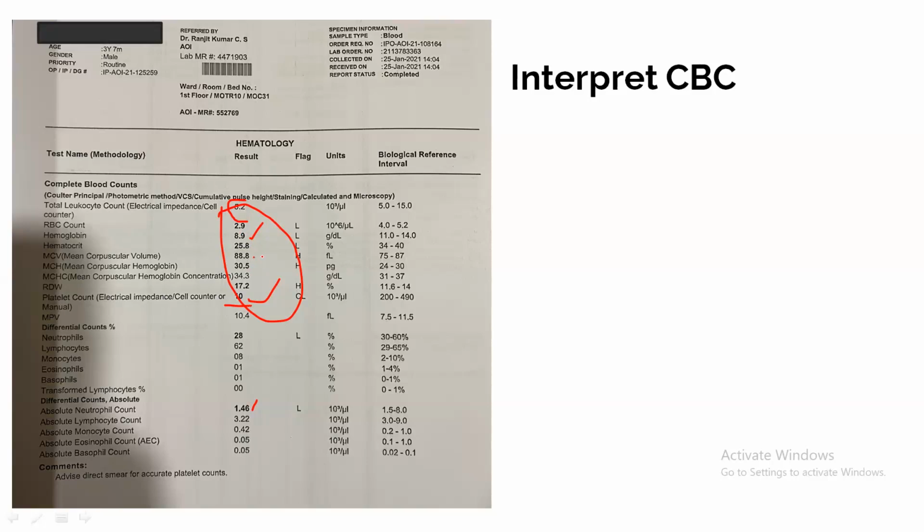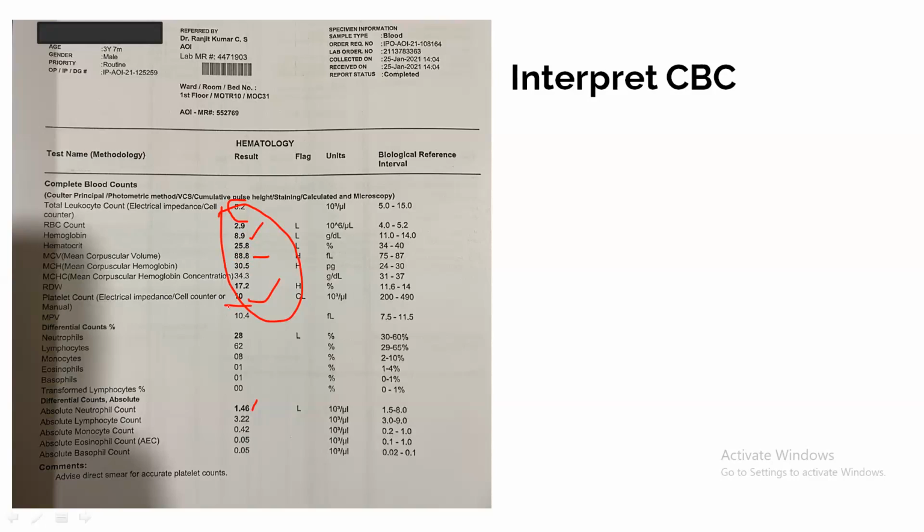So just look at the MCV. If the child is having bleeding, what will happen? Most of the times, you will see normocytic, normochromic anemia. So MCV is 88. What is our cutoff? 80 to 100 is our cutoff. So it is still within the range. So he has a normocytic anemia with a low platelet count.